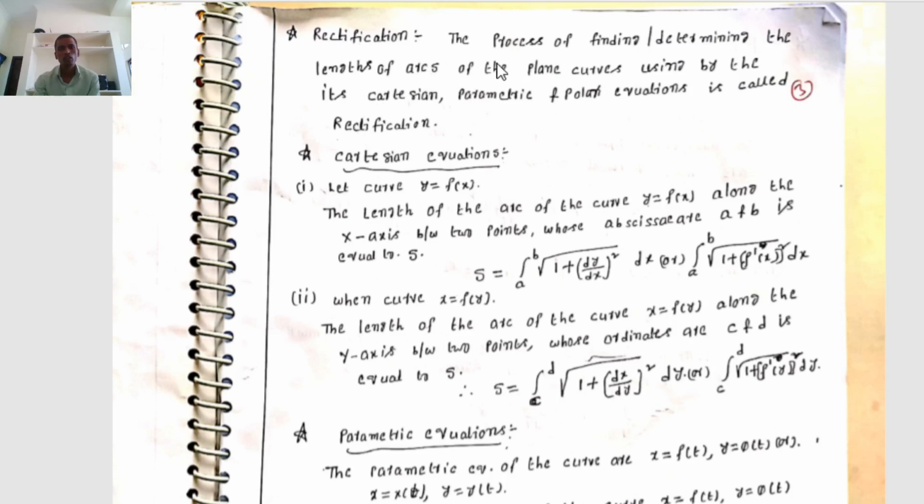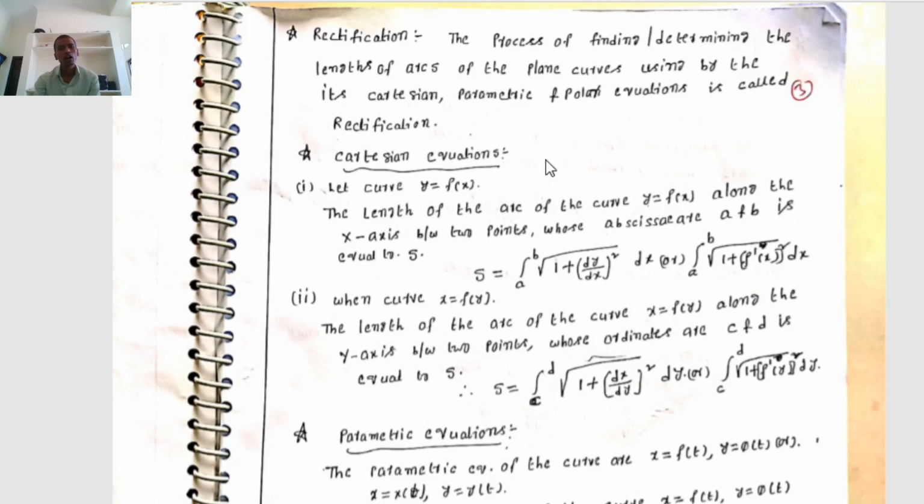Rectification. What is the meaning of rectification? The process of finding or determining the lengths of the arcs of plane curves using their Cartesian, parametric and polar equations is called rectification. That is, you have to find the length of the arc of the plane curve using its Cartesian form of equation, parametric form of equation, or polar form of equation.